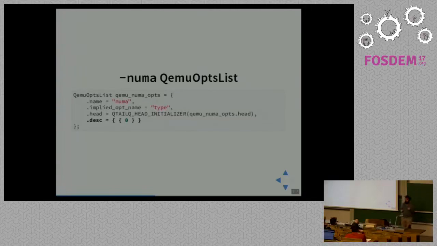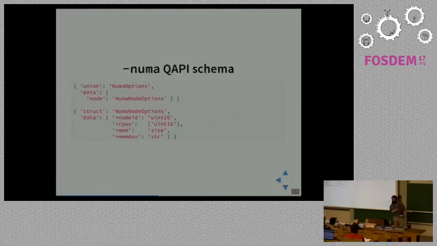This is how the -numa command line option is defined in the code. Note the empty desc field here. That's where the accepted options for -numa would be defined, and it's simply empty. Instead of defining the options here, you use the QAPI schema to define that.